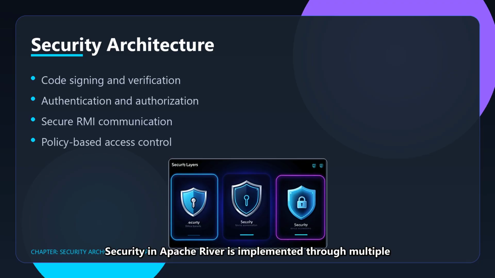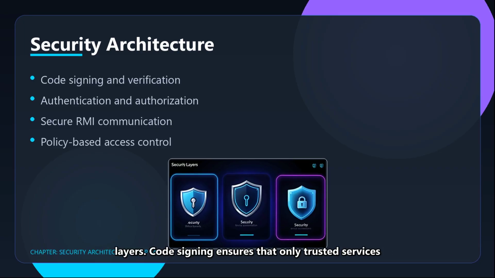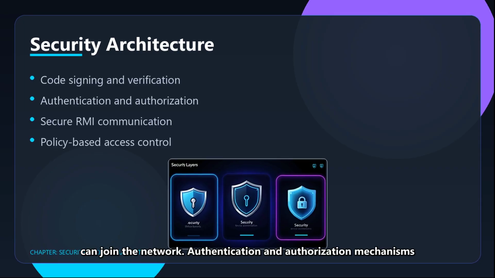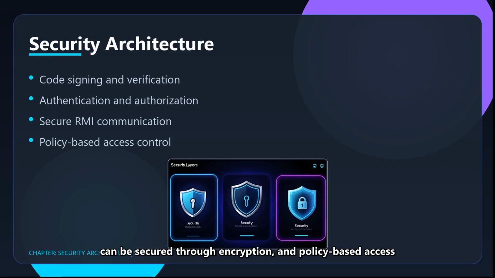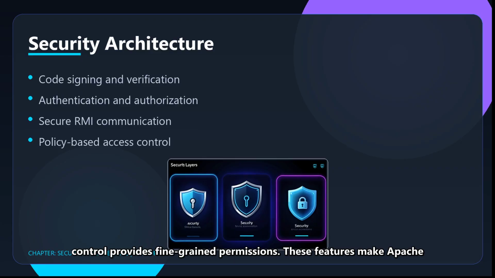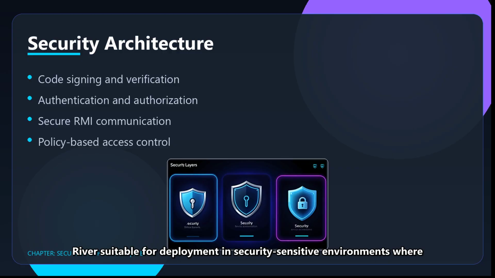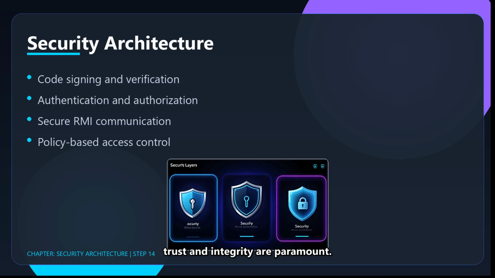Security in Apache River is implemented through multiple layers. Code signing ensures that only trusted services can join the network. Authentication and authorization mechanisms control access to services and resources. RMI communication can be secured through encryption, and policy-based access control provides fine-grained permissions. These features make Apache River suitable for deployment in security-sensitive environments where trust and integrity are paramount.